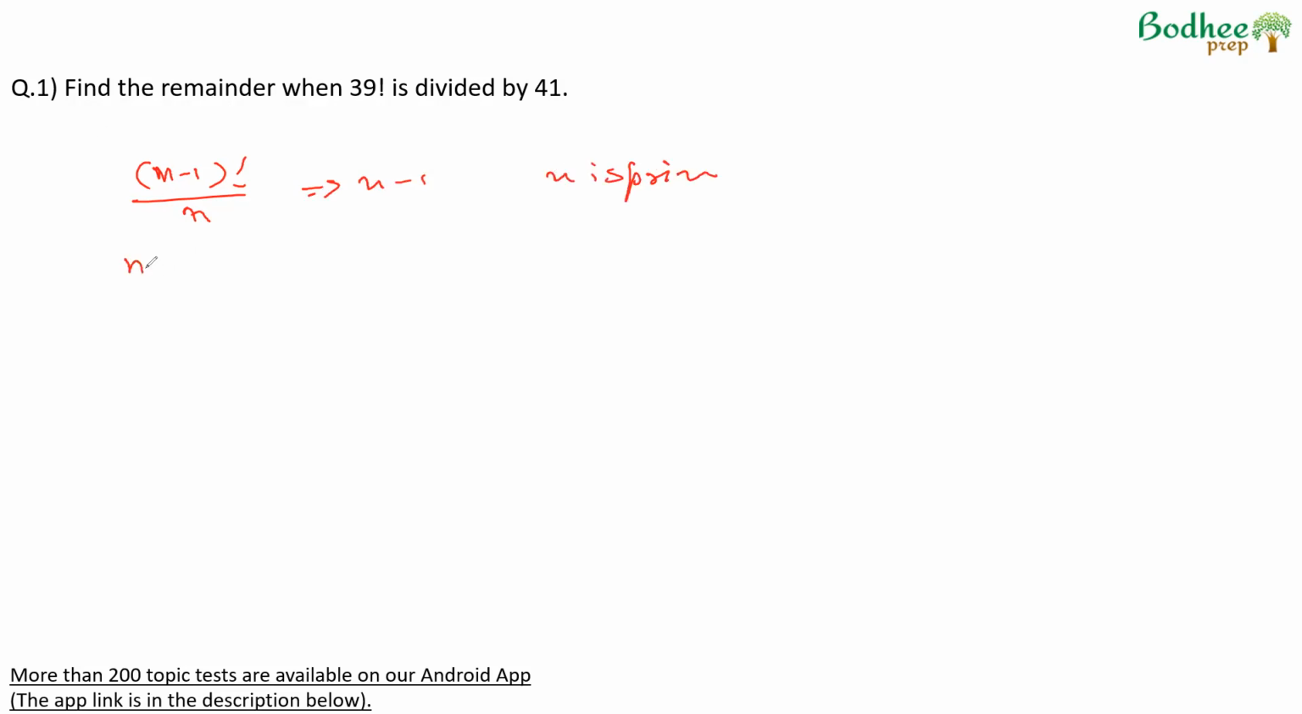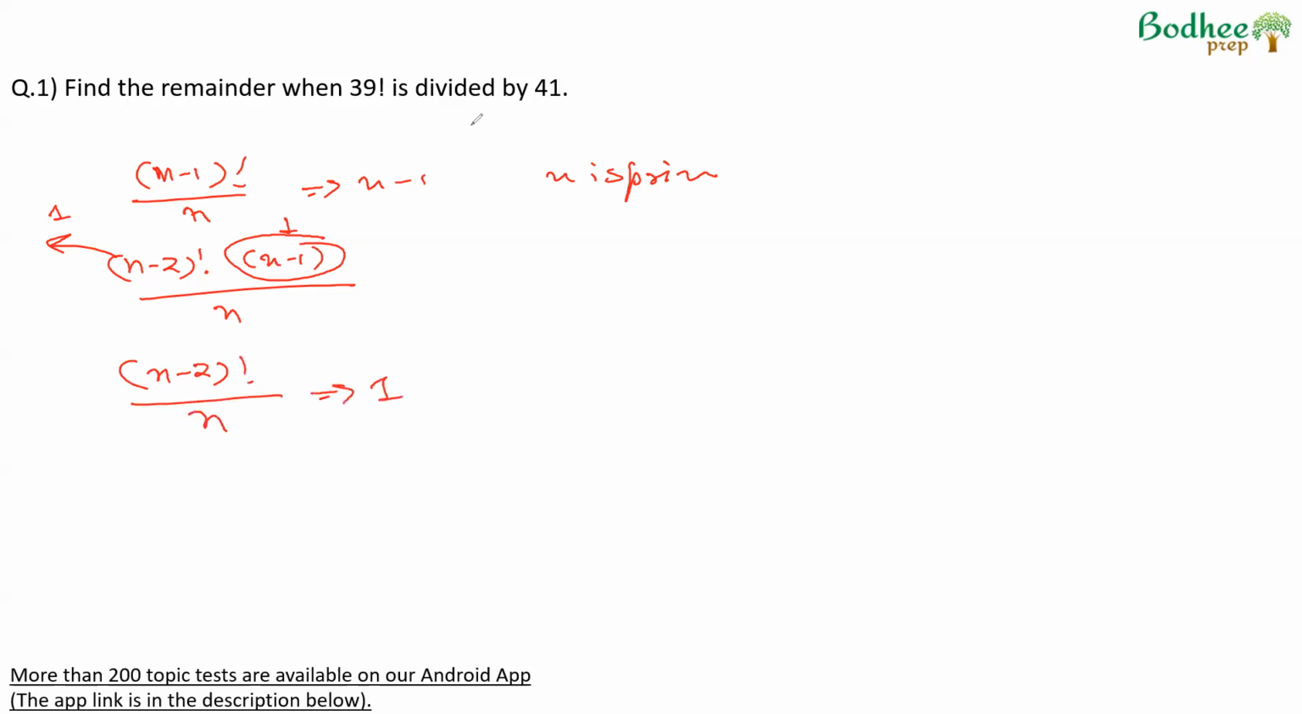From here, we can say (n minus 1) factorial is nothing but (n minus 2) factorial into (n minus 1). So if we are getting an overall remainder of n minus 1, where n minus 1 is the last number itself, then from the remaining part, the remainder has to be 1. Therefore, an extension to Wilson's theorem is (n minus 2) factorial upon n has a remainder of 1 when n is prime. That is applicable here, 39 factorial upon 41. Since 41 is prime, 41 minus 2 factorial will simply give us a remainder of 1.